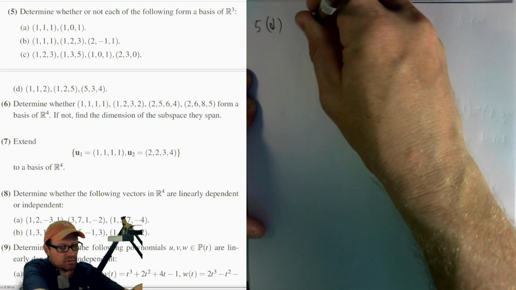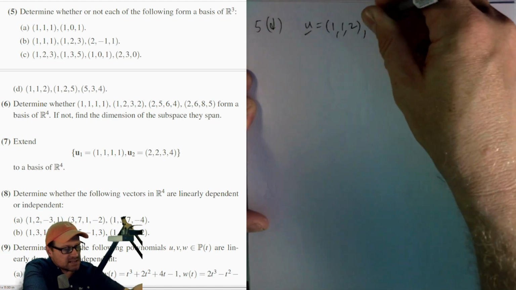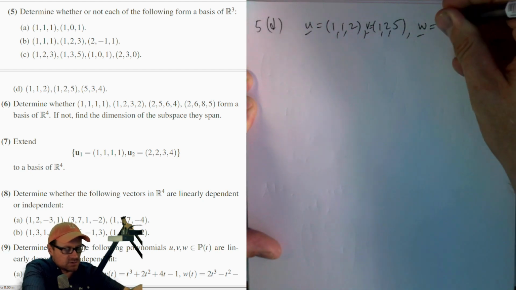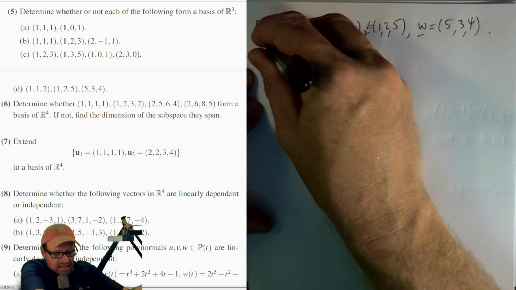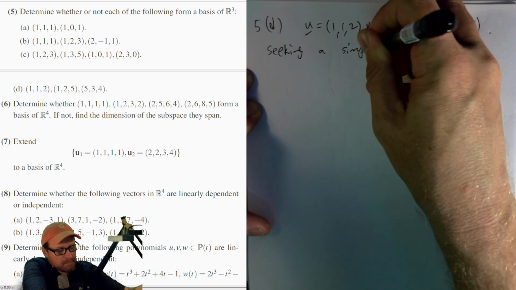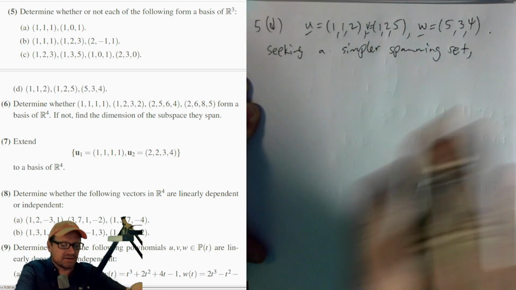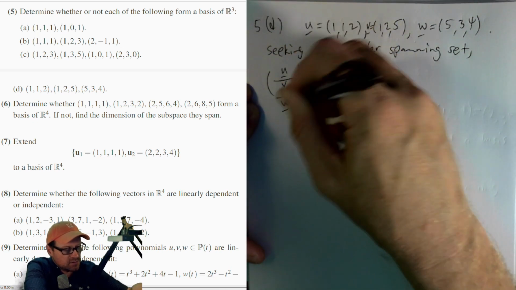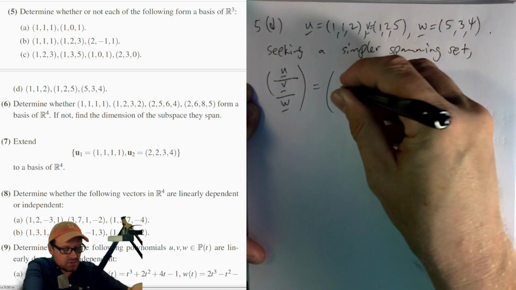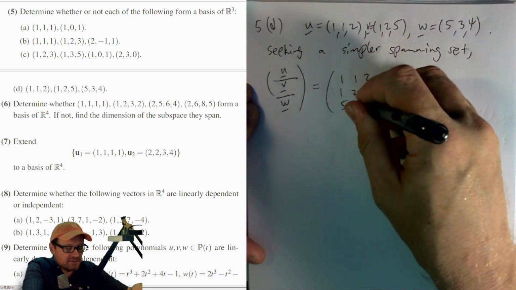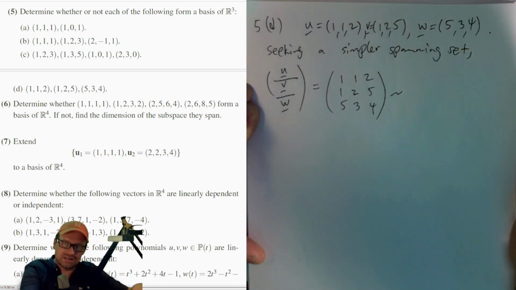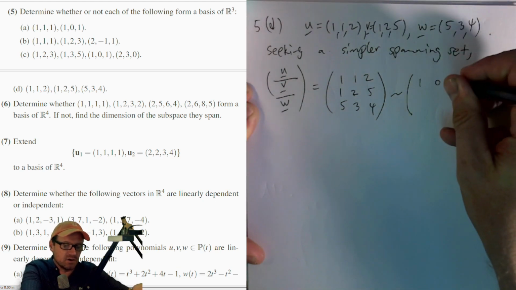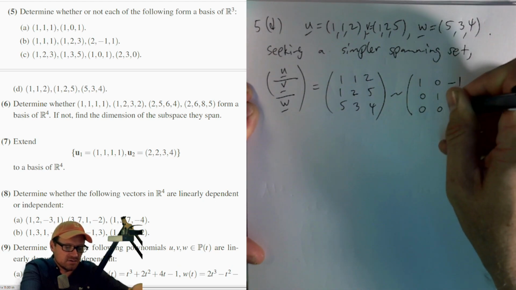So let's say let u equal the vector 1, 1, 2. Let's let v be equal to the vector 1, 2, 5. And let's let w be equal to the vector 5, 3, 4. Okay, so seeking a simpler spanning set, we take these vectors and put them into rows of a matrix, U, V, W, like this, is 1, 1, 2, 1, 2, 5, 5, 3, 4. We row reduce this, taking the row reduced echelon form of this matrix. What we're going to get is 1, 0, minus 1, 0, 1, 3, 0, 0, 0.